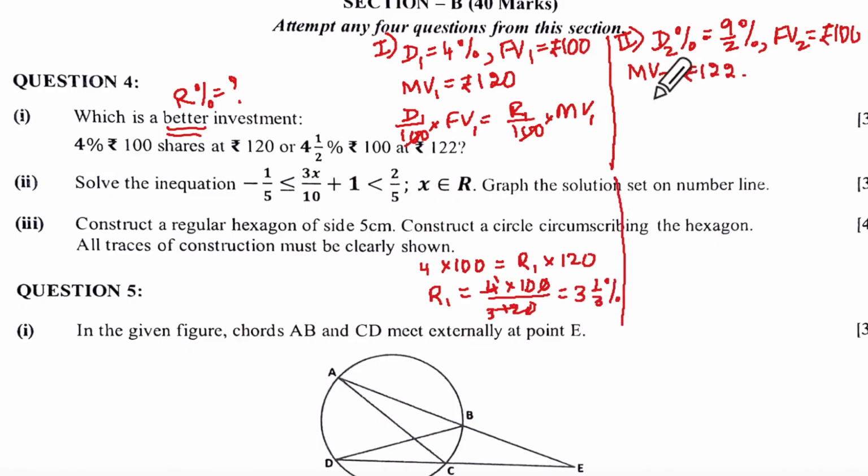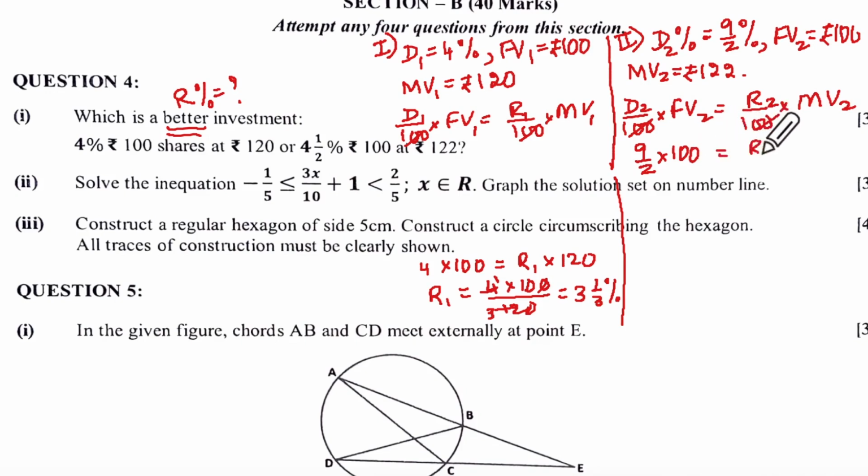We come to this side. Again we will say the same thing. D2 upon 100 into FV2 is equal to R2 upon 100 into MV2. Cancel the 100 part and here I'll have 9 upon 2 into 100 is equal to R2 into 122. So your R2 will be 9 into 100 upon 2 into 122.